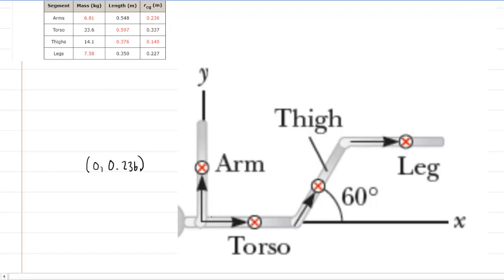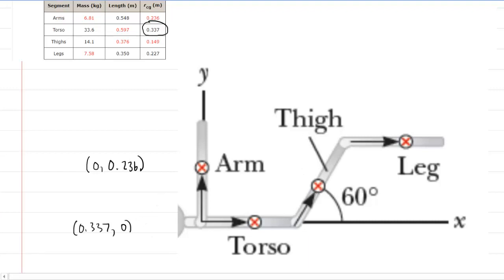Let's move on to the torso. The torso will have an x-coordinate equal to the length of this vector. And for the torso, that is given as 0.337. And then the y-coordinate for the torso's center of gravity would just be 0 because it lies on the x-axis.